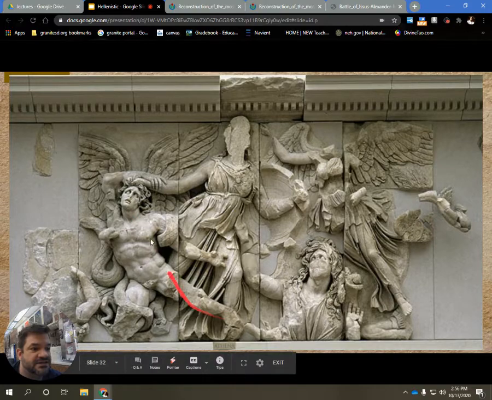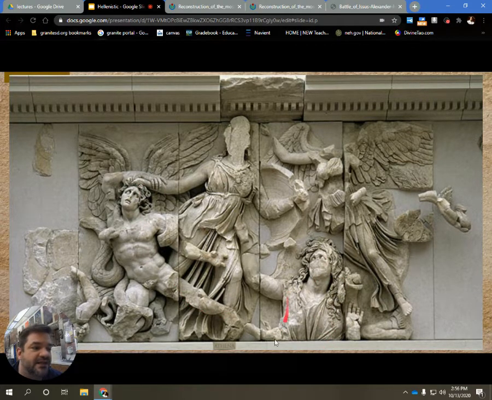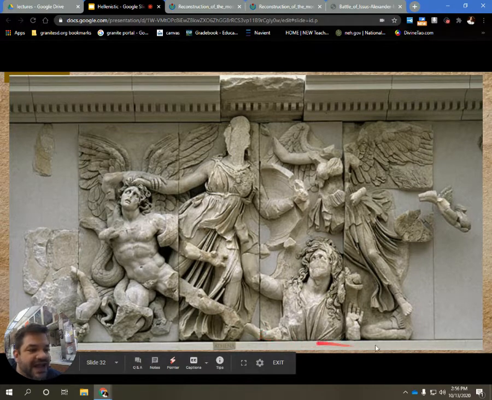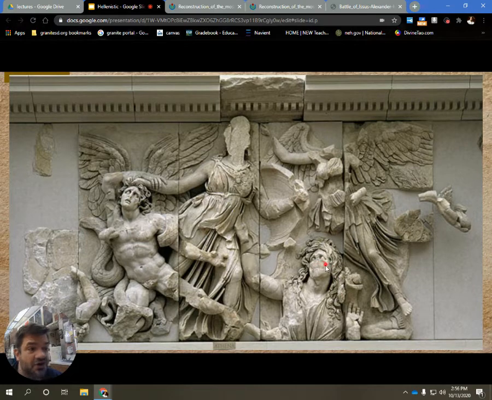This is the giant Alcyoneus. Now, this figure down here is Gaia, and that's why she's rising out of the earth. That's why we only get half of her, because it's Gaia. She's the earth, and we've only got her eyes.